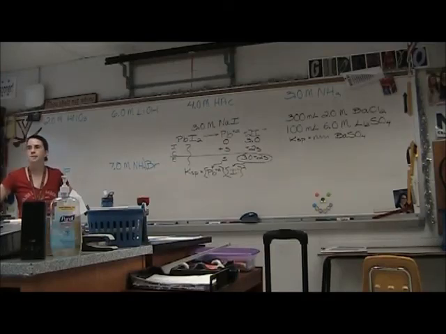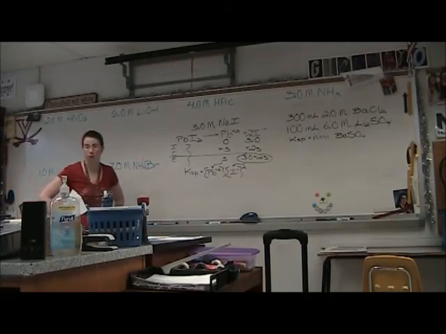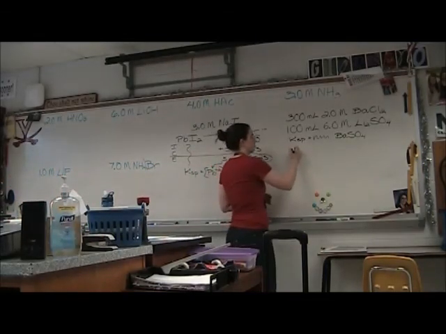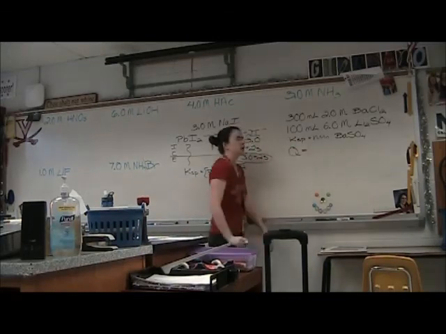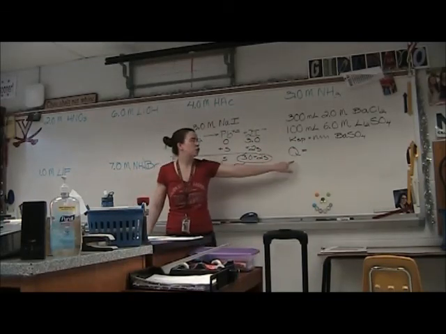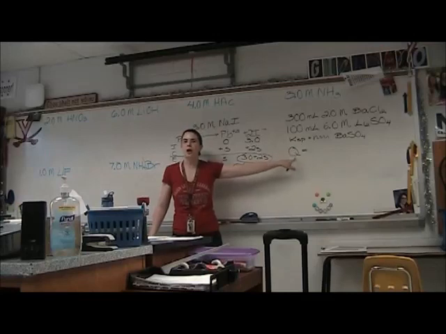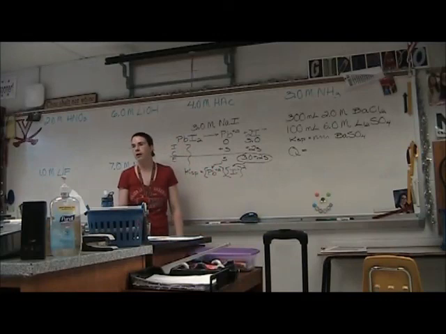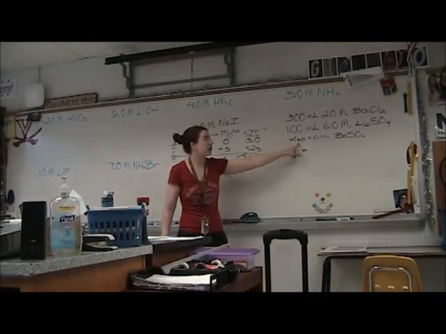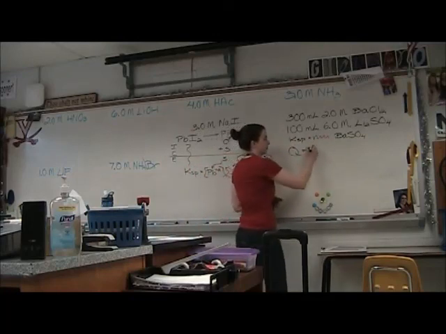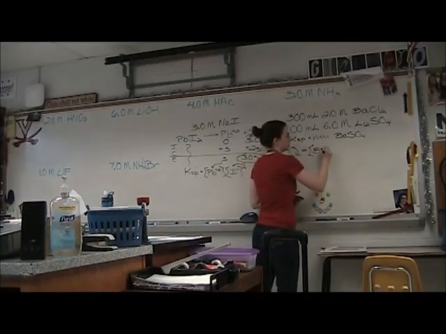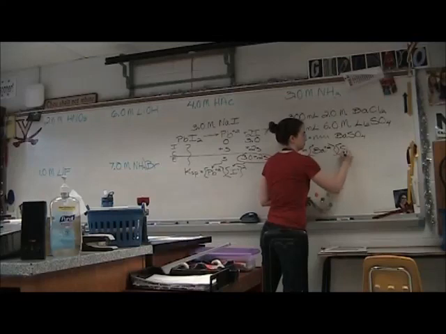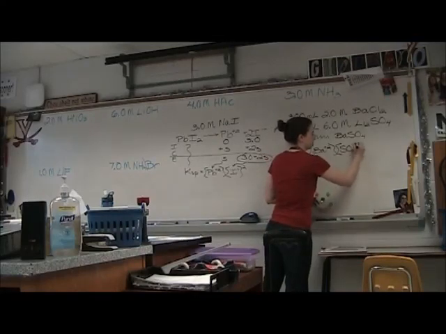What are you going to do? Find the Q. You've got to solve for Q. Remember, Q is set up the exact same way as KSP. For which compound do I care about? The one that you're given the KSP for, barium sulfate. So it's going to look like this.